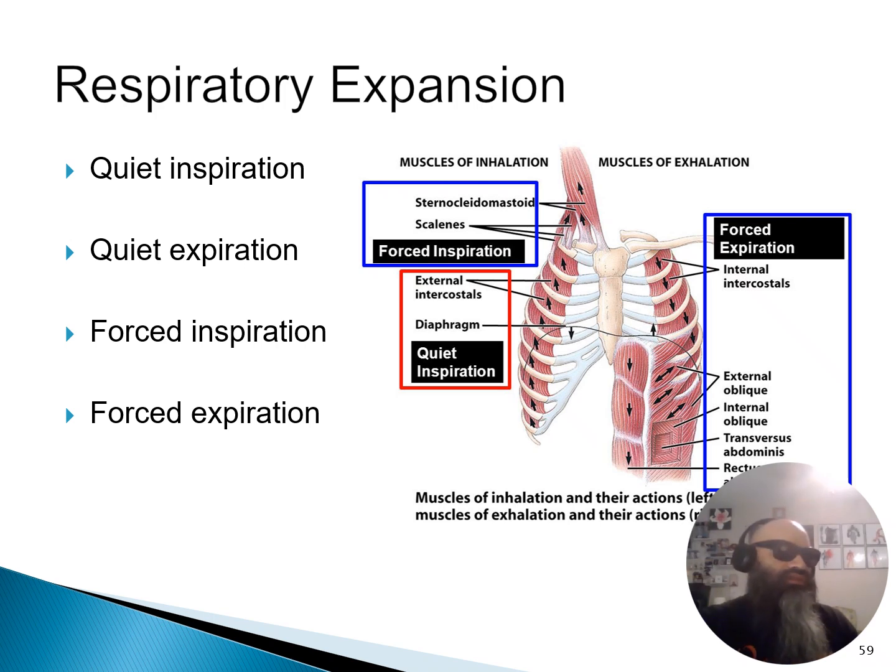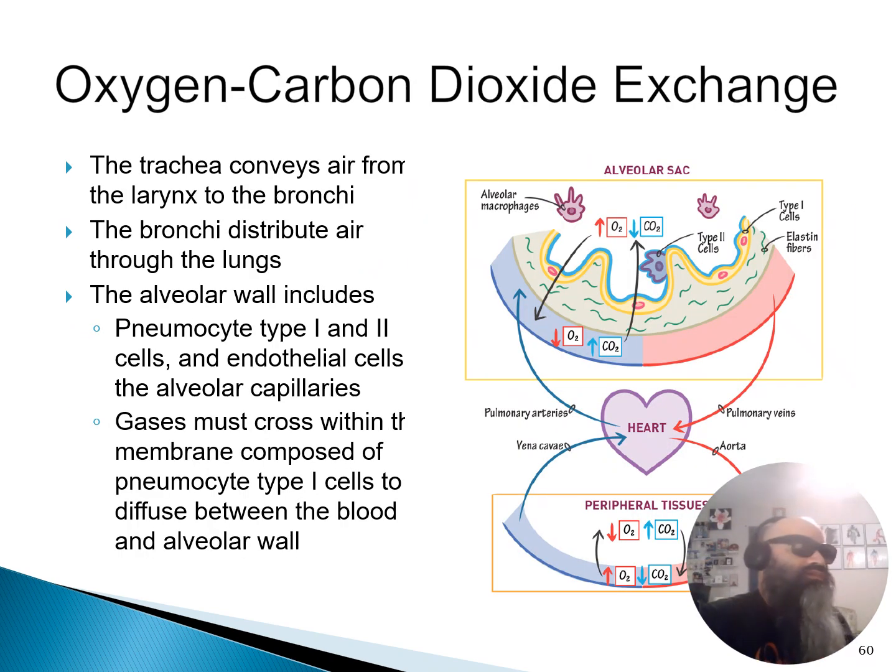So this is a diagram showing you all the muscles involved with quiet inspiration, expiration, forced inspiration, and forced expiration. This is what I just mentioned in the last few slides, but in a more concise diagram for you. So you might want to look at this or circle it or not, it's up to you. Oxygen and carbon dioxide, O2 and CO2 exchange occurs at the tissue level.